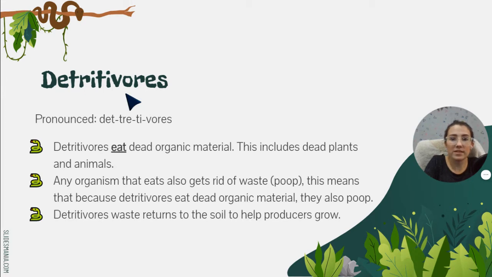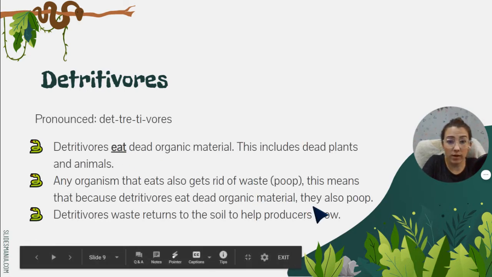I want to give you a moment to say that word with me. Detritivore. One more time. Detritivore. Perfect. So detritivores eat dead organic material, okay? Dead organic material means it was alive at one point and now it's not. So this includes dead plants or dead animals. So remember, in order to eat, you have to poop, and detritivores eat, meaning they poop as well.